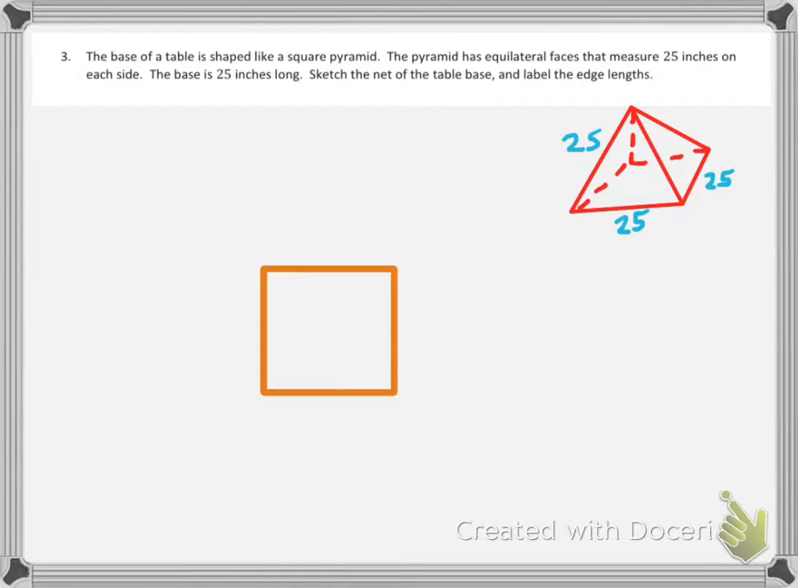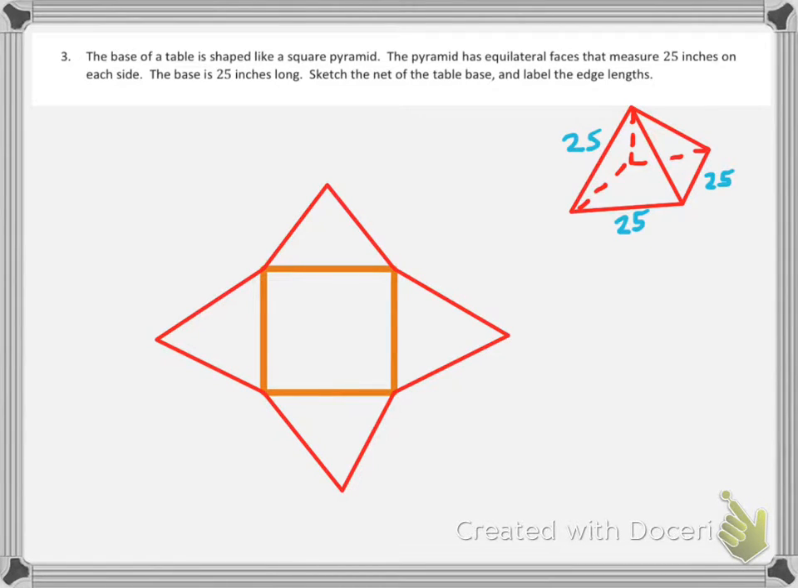And then I'm going to have triangles coming off. So each side is going to have a triangle. And all of these should be equilateral triangles because they're all going to be the same length of 25. So I'll get as close as I can. And there we have it. There's the net of our square pyramid.